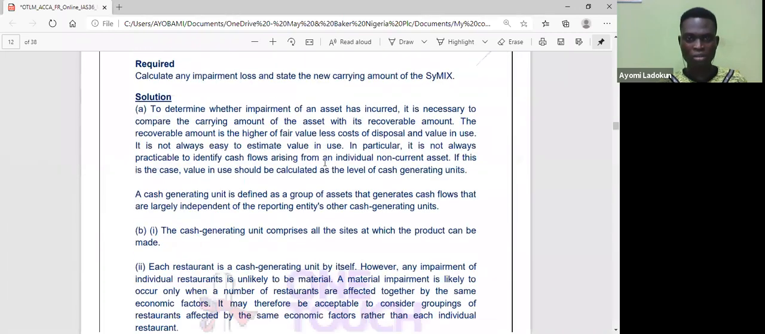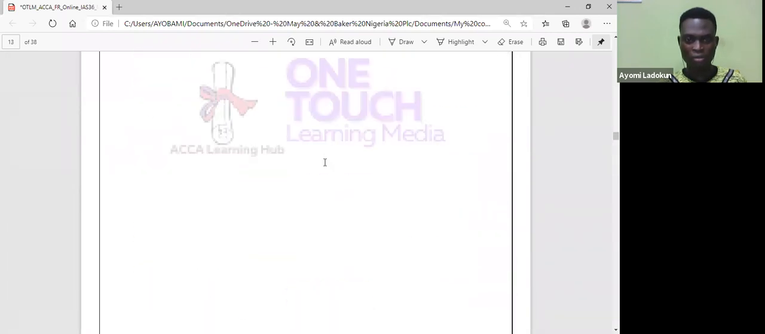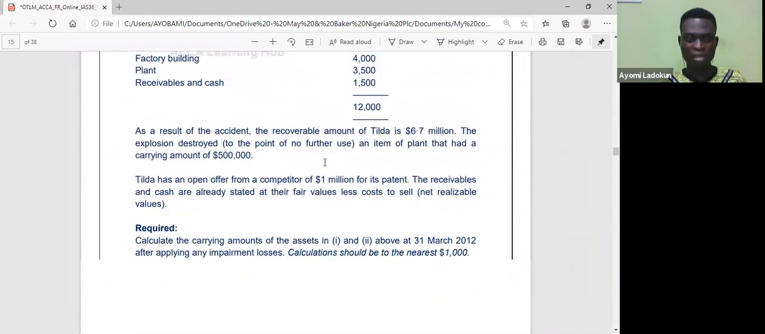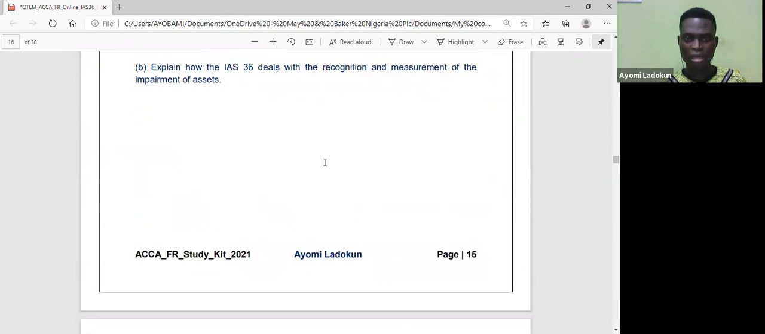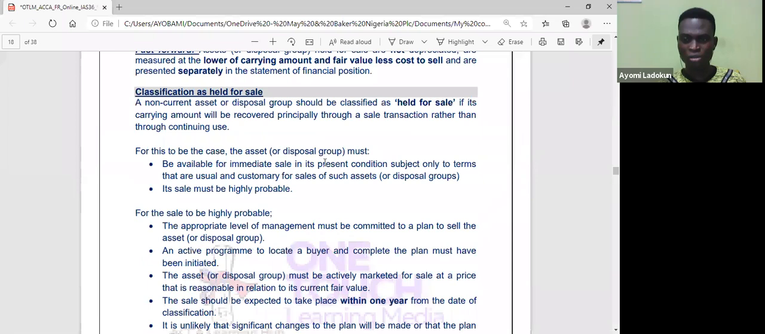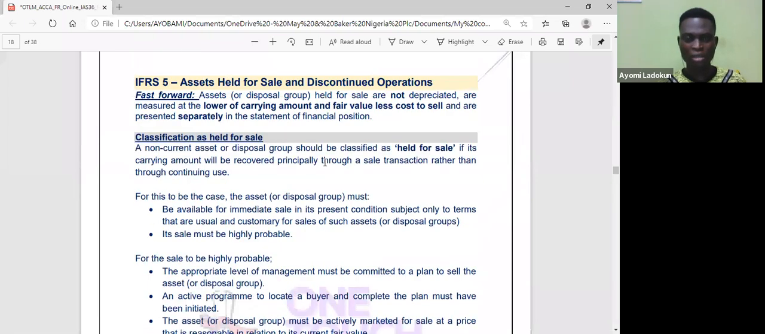Okay, so you have some questions there and you have the solutions to them, so you can do some practice. You have some practice questions as well. If you need my guidance on that, you can let me know. I will be glad to put you through. So let's quickly start IFRS 5. Let's see whether we can conclude it. If we can't conclude, we finish it off in our next class.